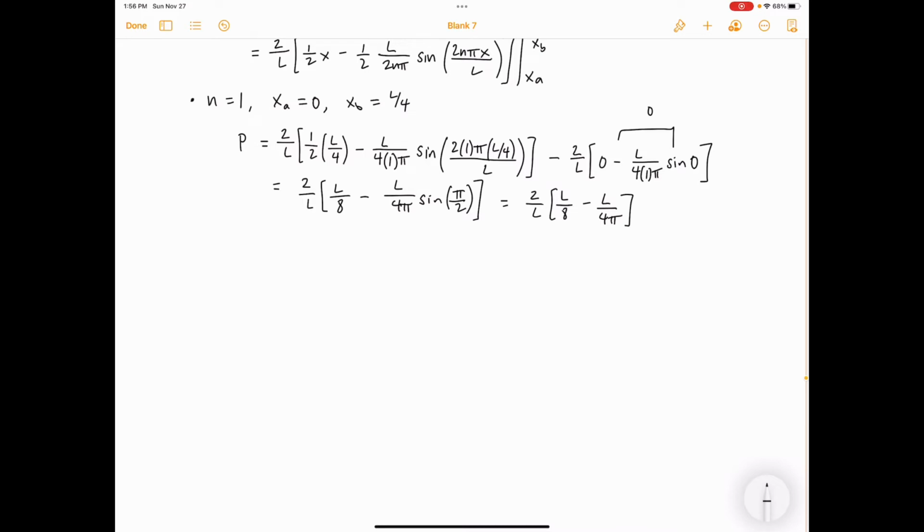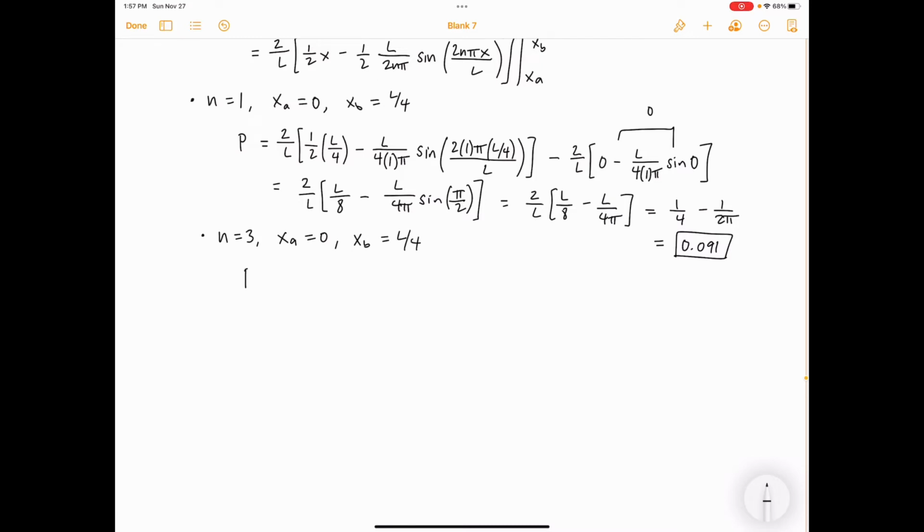So if I multiply the 2 over L into the brackets, I just get 1 over 4 and then minus 1 over 2 pi. So that's my probability. And if you calculate this, it comes out to 0.091. So there's about a 9% chance of finding the particle in the first 1/4 of the box for the n equals 1 state. But if we do the same thing for n equals 3, so we have n equals 3, xa equals 0, xb is equal to L over 4.